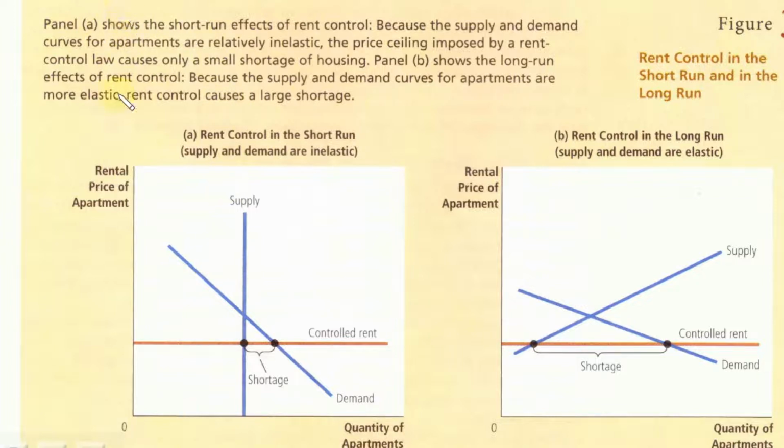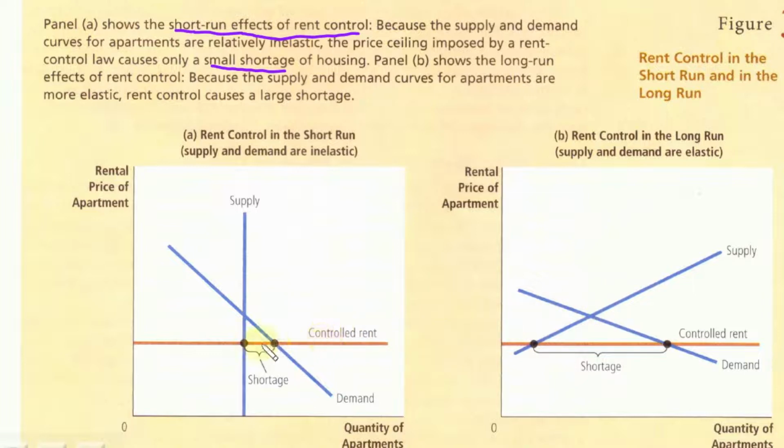This is panel A, and this is panel B. Panel A shows the short-run effect of rental control: because the supply and demand curves for apartments are relatively inelastic, the price ceiling imposed by the rental control law causes only a small shortage of housing. Panel B shows the long-run impact: because the supply and demand curves for apartments are more elastic, rental control causes a large shortage. This is the short run and this is the long run impact of rental control.